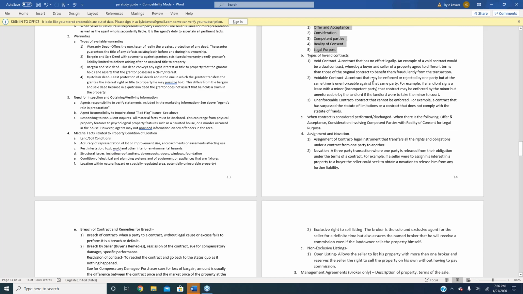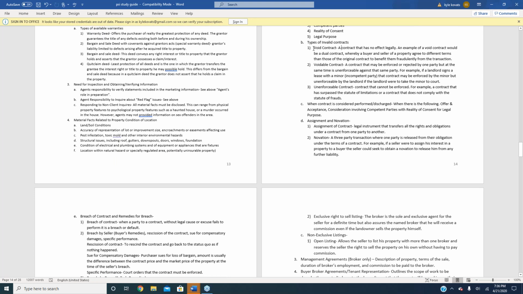Moving on, getting into the different types of contracts, we have void contracts, voidable, unenforceable, things like that. The one to note here, I would say, is voidable. The best example of a voidable contract is a lease between a landlord and a minor. That's really the only example you'll have to know for that. And unenforceable: verbal and oral agreements are valid, they're just not enforceable due to what's called the statute of frauds. So if they ask you what's valid but not enforceable, it's verbal and oral agreements, due to the statute of frauds.